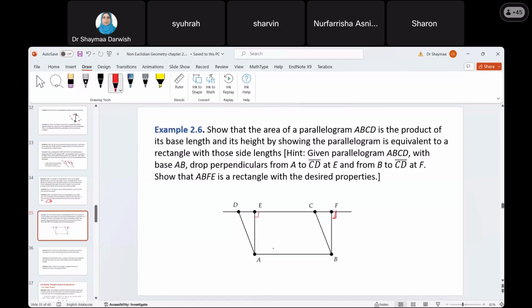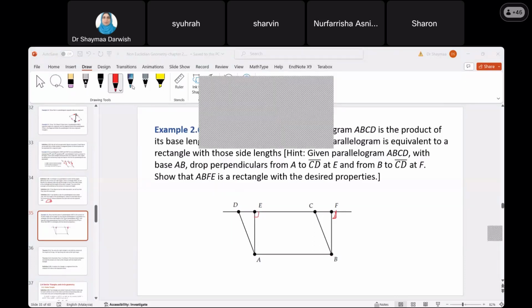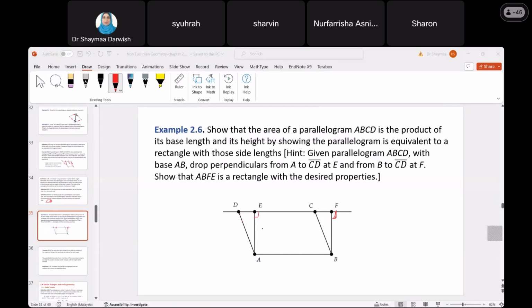Now you have a rectangle, A, B, E, F. Okay, and the rectangle and the parallelogram are equivalent. How can I know that they are equivalent? We claim that the rectangle and the parallelogram are equivalent, which means they have the same area.